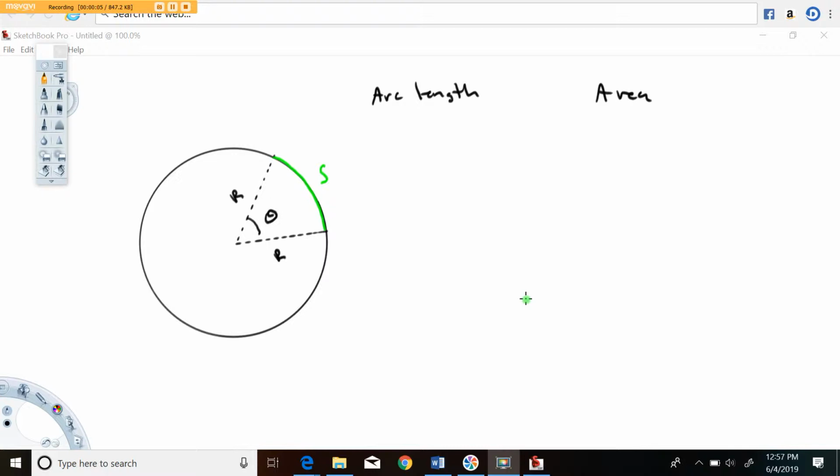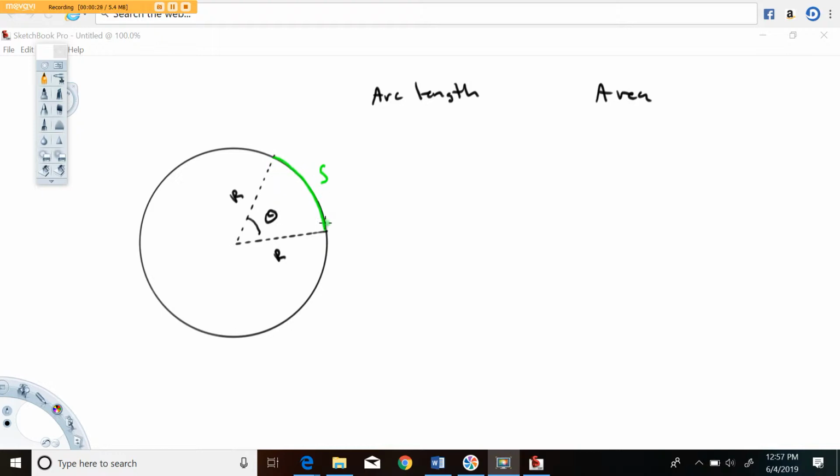I'm making this video to demonstrate how to calculate both arc length and area for a sector of a circle. Let's chat about what we're looking at right here. Imagine we've got some sort of circle here with radius r, and I imagine a piece of pizza, if you will, sliced out of that. So this is what I mean by a sector of a circle. It's this piece of pizza here.